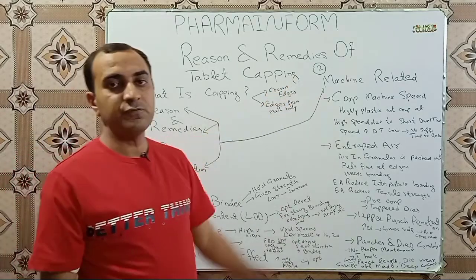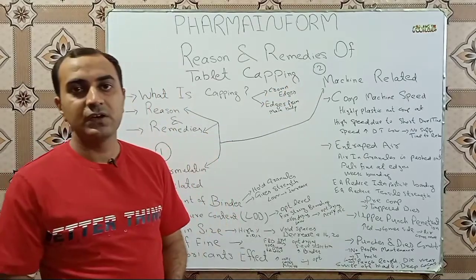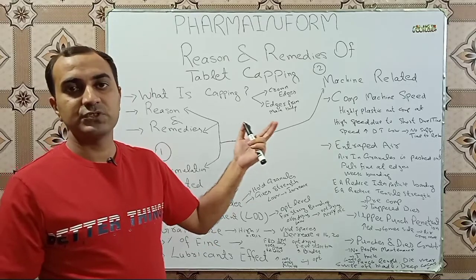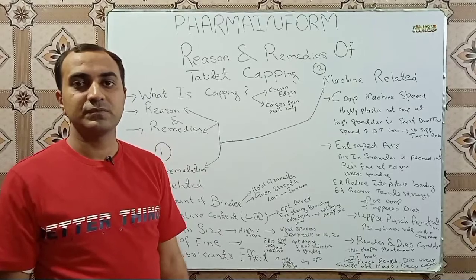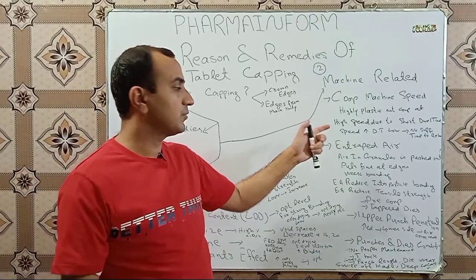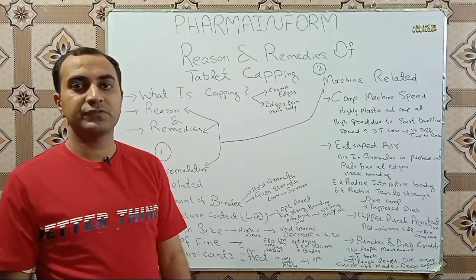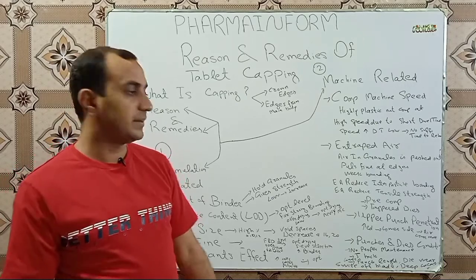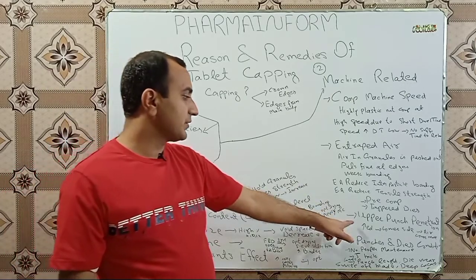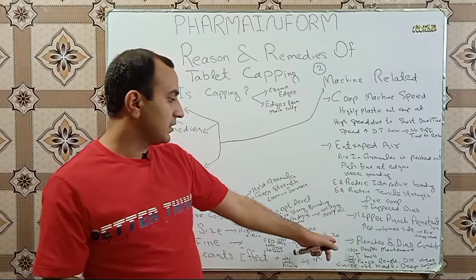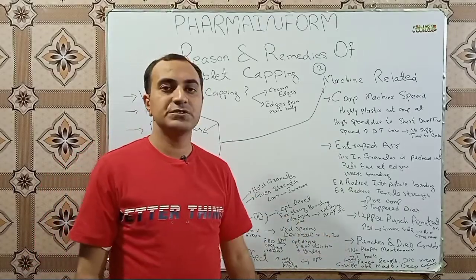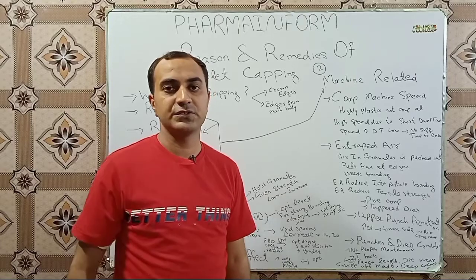And in case of machine related factors, we will discuss compression machine speed or effect of compression machine during compression operation. We will discuss the role of entrapped air. We will also discuss upper punch penetration effect, and we will discuss punches and dies condition.